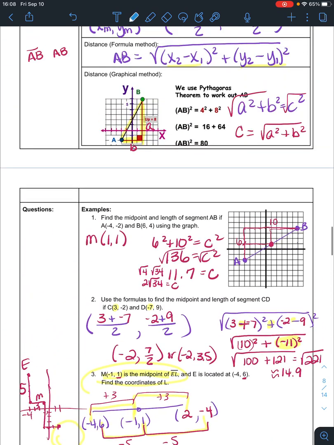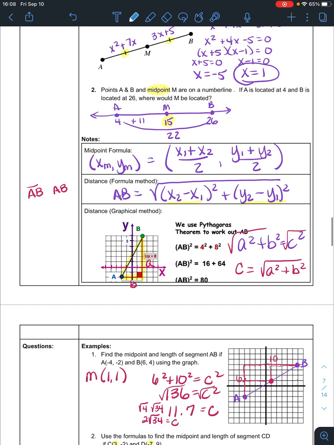Okay, so your midpoint formula, you add the x's together and divide by 2, you add the y's together and divide by 2, and you get a coordinate point. To find the distance, you can use Pythagorean theorem on your grid, or you can use the formula: take the difference between the x values and square it, add that to the squared value of the differences in your y's, and then take the square root of the whole thing.